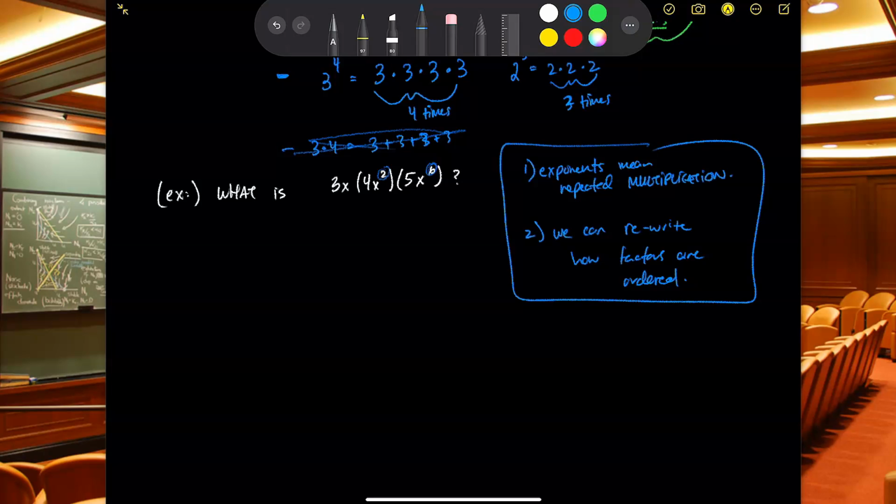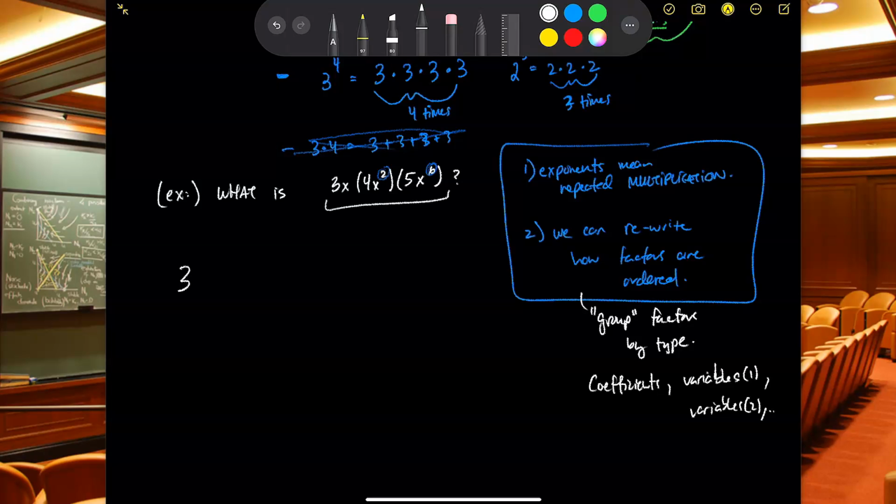So I'll show you what I mean. We want to kind of group factors by type. So we'll have coefficients and variables. If we have more than one variable, we'll have variable type 1, variable type 2, etc. So I'll show you what I mean. Let's take this. I'm going to write it a little bit bigger. 4x squared times 5x to the 6.